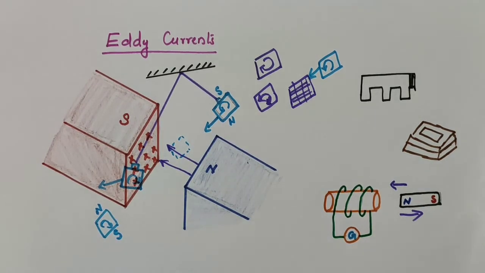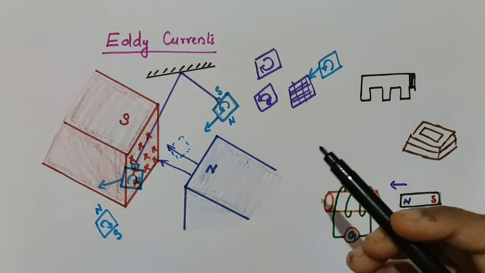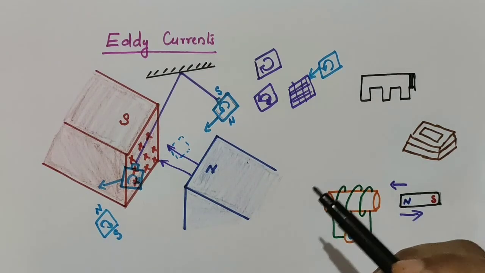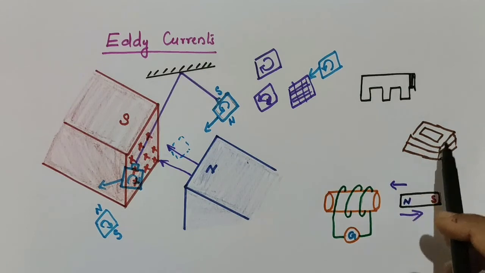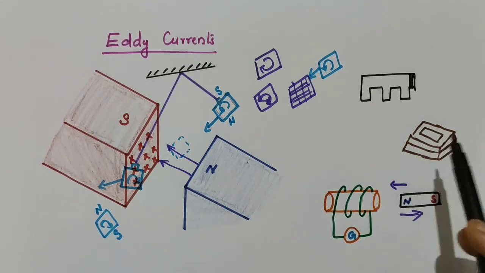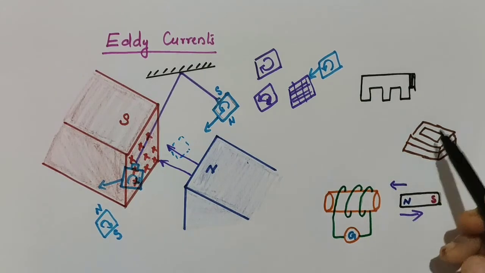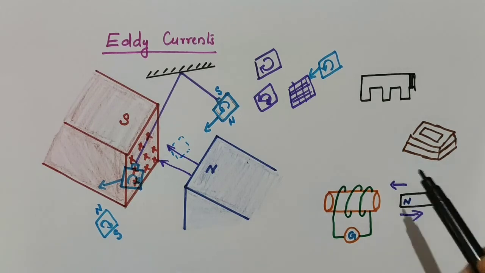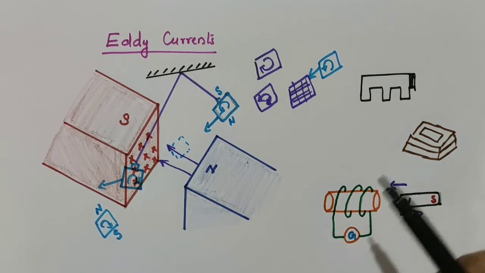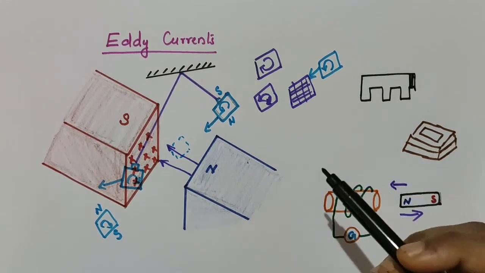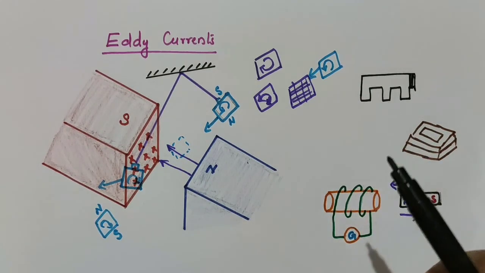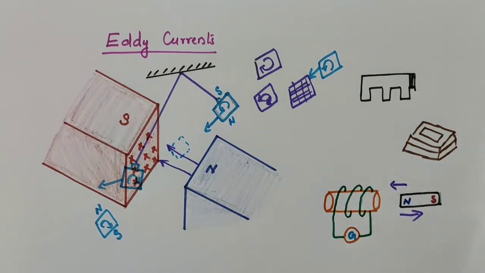Eddy currents are undesirable in some cases because they heat up the core or the metallic plate and dissipate electrical energy in the form of heat. To minimize the eddy currents, we can make laminations of metal to form a metal core. The laminations will be separated by an insulating material like lacquer. By using that, we can minimize the eddy currents produced in such materials or situations.